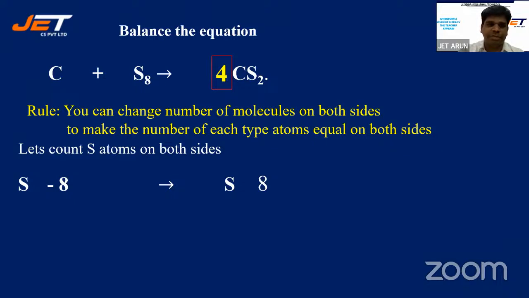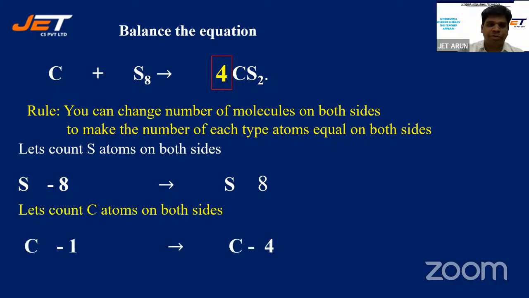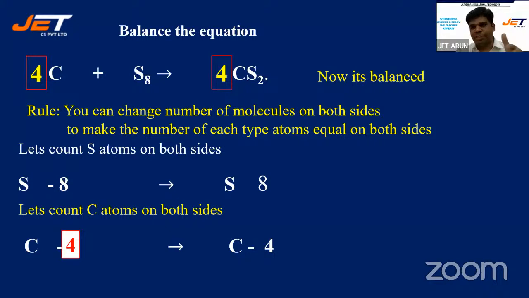Now let's look at carbon atoms. Carbon atoms, now right hand side there are 4, left hand side there is only 1. To balance this, what I do, I write 4C over there. Note, I've written 4C over there. Now 4C, now on the right hand side it's 4, left hand side also 4. It's now balanced, students. Let us go through the same strategy again for another equation.